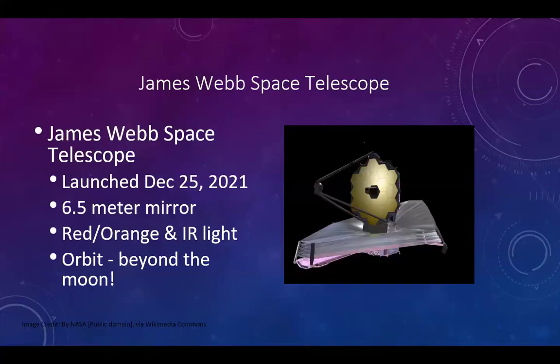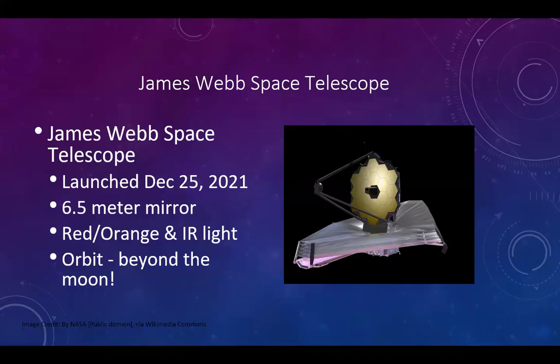And the James Webb Space Telescope was launched in 2021, on December 25th, Christmas. It has a 6.5 meter mirror made up of a number of segments, as you can see here. It detects red, orange, and infrared light, and its orbit is out past the moon. So it's in an orbit around the sun, past the orbit of the moon.